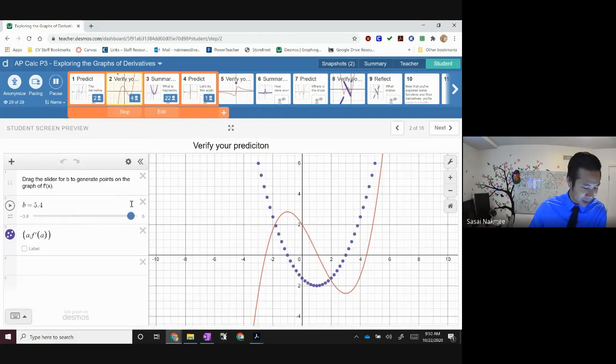And you can kind of see what it's doing here because remember, the purple dots represent the values of the slope of the tangent line, or in other words, the derivative, right? So you're looking at the original function in red here, and you're looking at its tangent lines and just moving it along, okay?